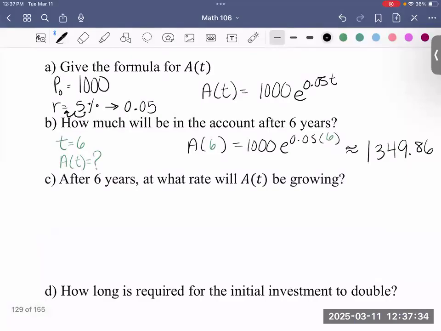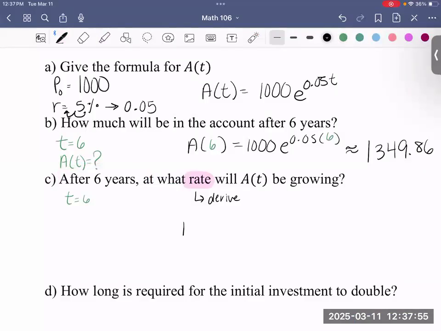So that is in your account after 6 years. So let's say after the 6-year mark, at what rate will your account be growing? And you'll notice that it's saying, hey, at what rate? Keep in mind, each time we see rate, that is just saying to derive. And we want to derive specifically when t is equal to 6.